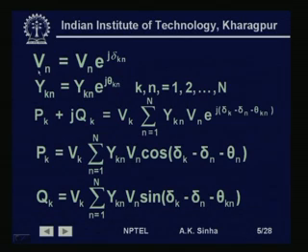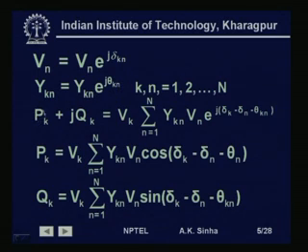V at bus n is a phasor which will have a magnitude V n and an angle delta n. I am sorry, this should not be k n, it is delta n. And y k n is the knth element of the Y bus matrix, which again is a phasor, where y k n is its magnitude and theta k n is its angle.